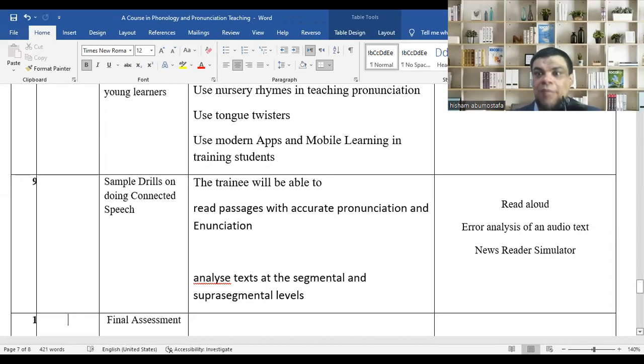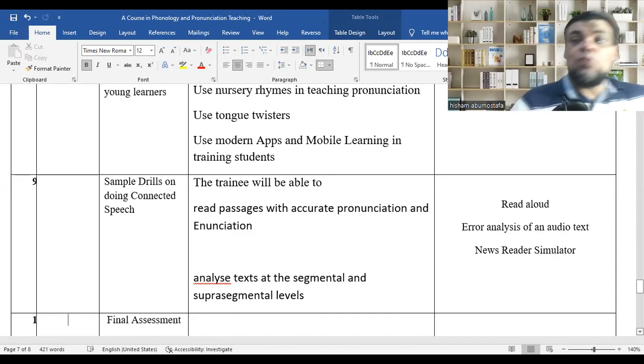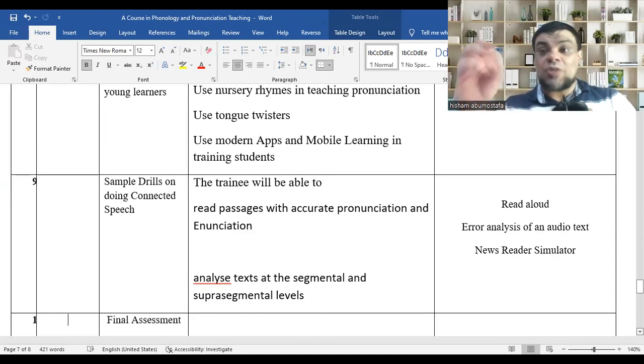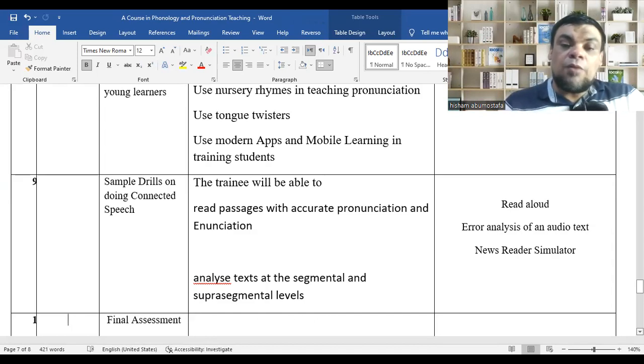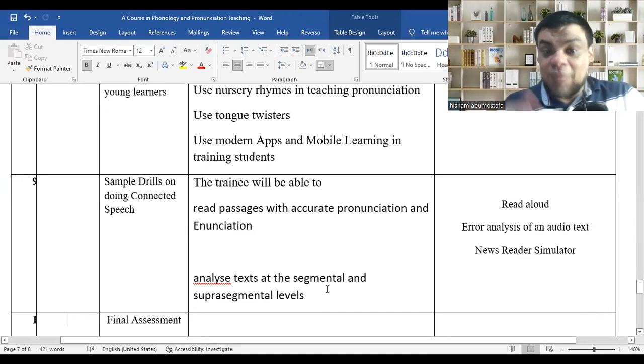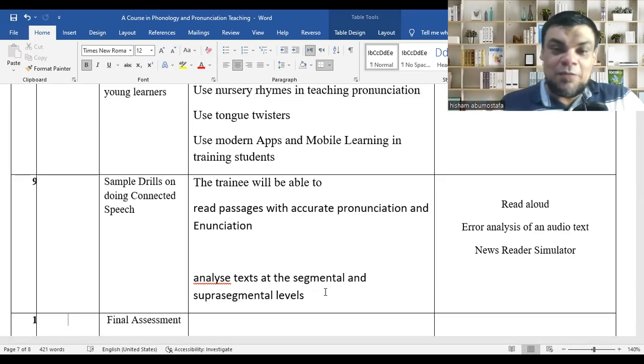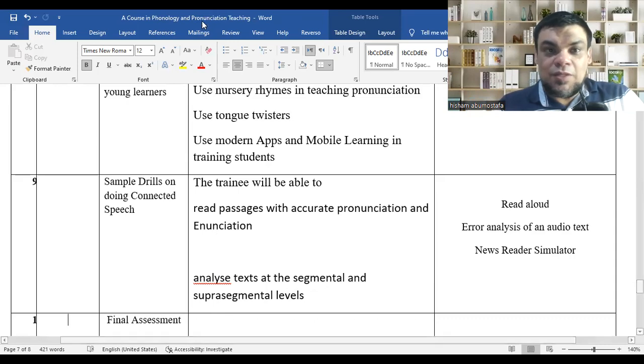So we will be able to analyze the whole text phonetically and phonologically, not just study it theoretically, but answer questions about the analytical structure of the text, analyzing texts at the segmental and suprasegmental levels, not only the segmental levels. So this is something very important.